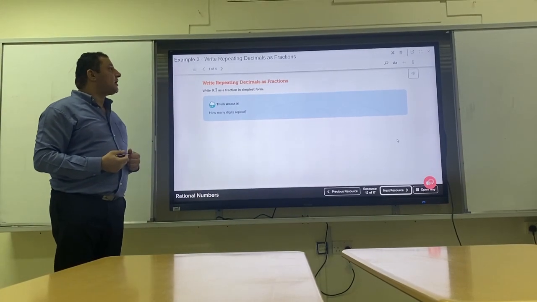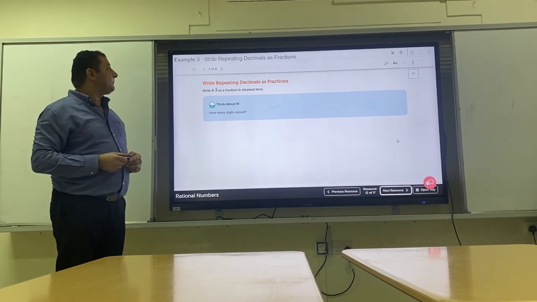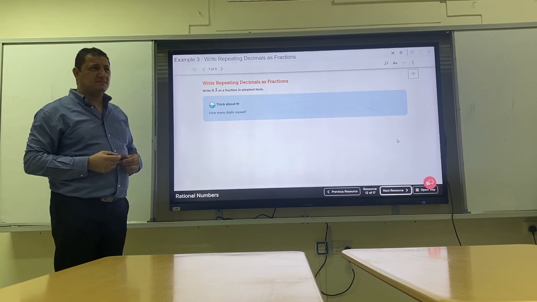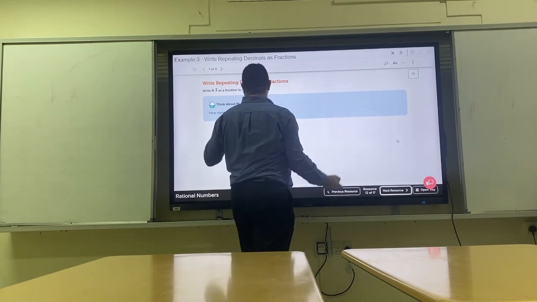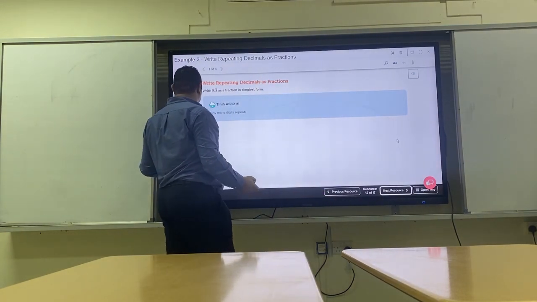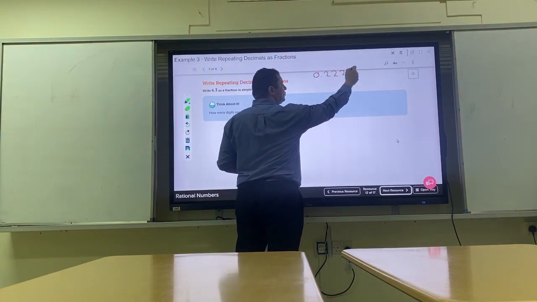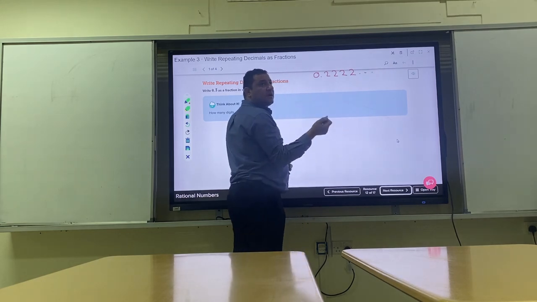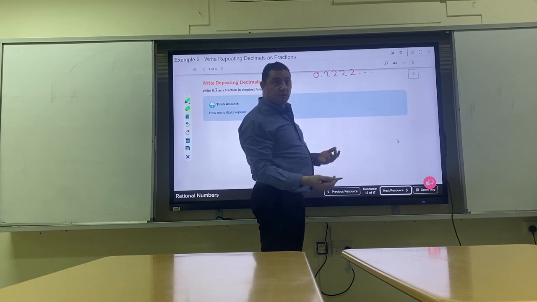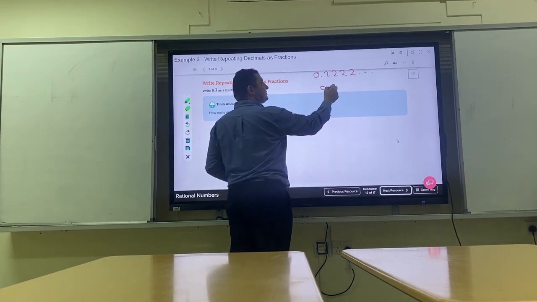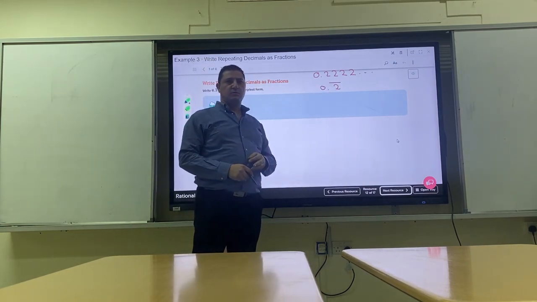How can I write a repeating decimal as a fraction? First of all, what are repeating decimals? A repeating decimal is a number such as 0.2222, non-terminating. Instead of writing 2 forever, which we cannot do, we simply write it like this. So it's 0.2 repeating, all right?